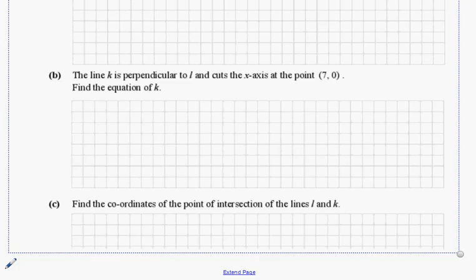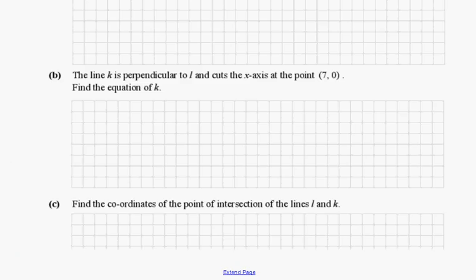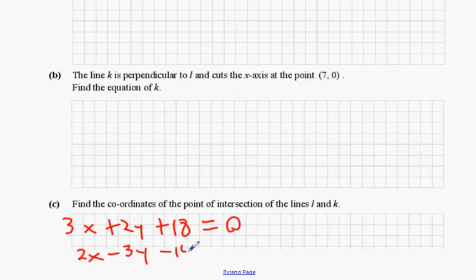Sorry, what'd you say? Okay, just give me 1 second with that. I'm reading 3x plus 2y plus 18. I'm reading that as the first one. And I'm reading 2x minus 3y, that's the one you're calling, yep, minus 14 equals 0. Everybody happy enough with that?